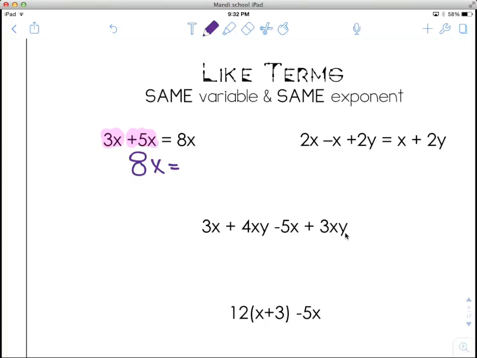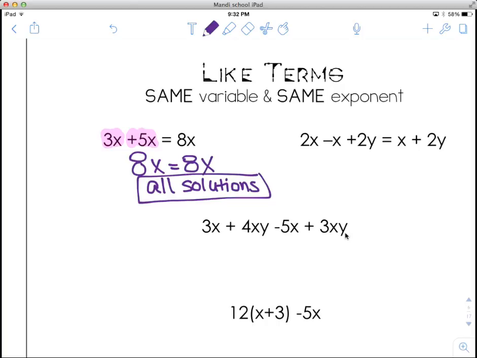8x equals 8x. And if the same thing equals the same thing, this would be all solutions. So we learned about that at the end of the notes last time. So if you have the same thing equal to the same thing, it's all solutions.